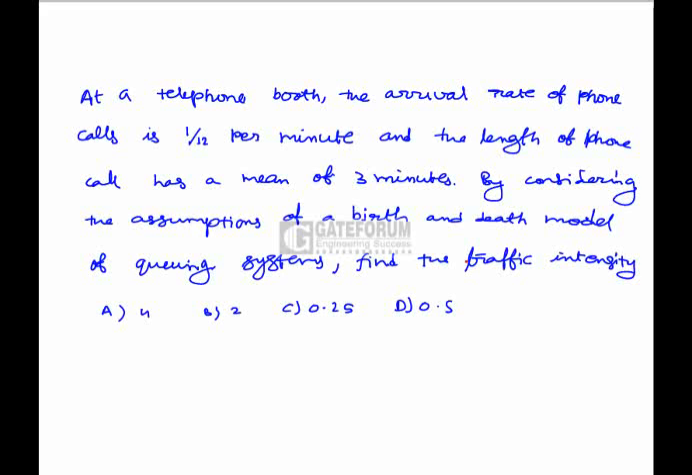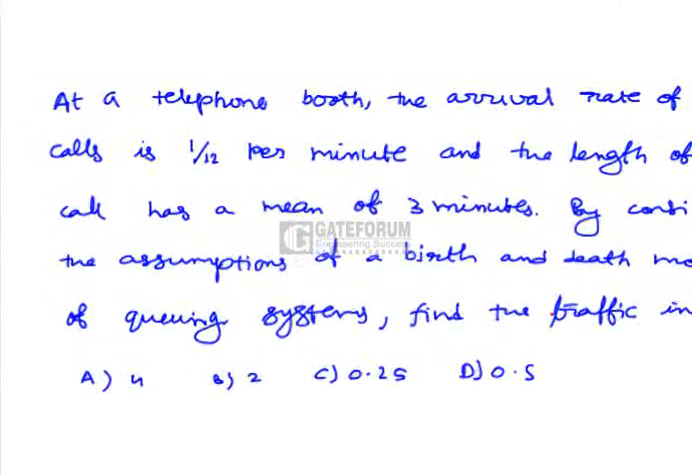In a telephone booth, the arrival rate of phone calls is 1 by 12 per minute, and length of phone call has a mean of 3 minutes. By considering the assumptions of a birth and death model of queuing system, find the traffic intensity. Here the options are 4, 2, 0.25 and 0.5.